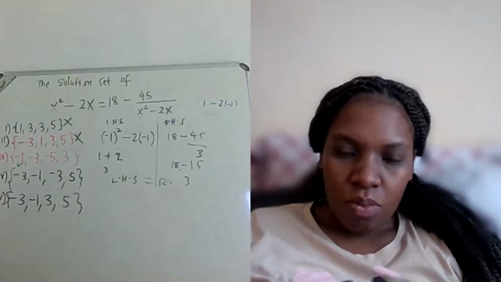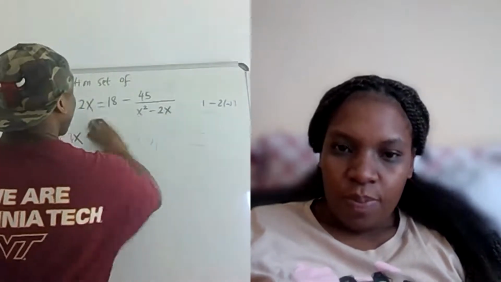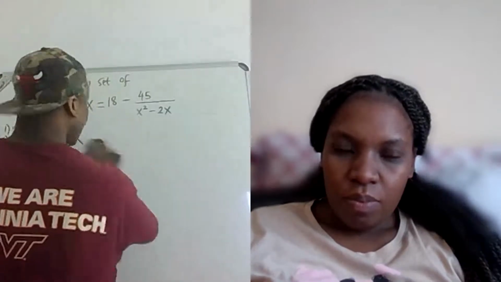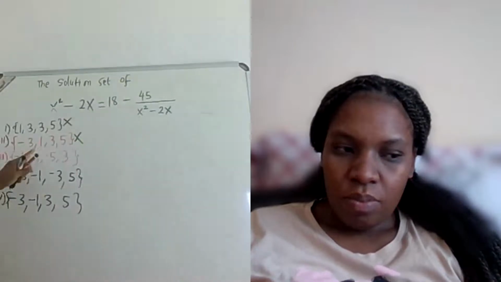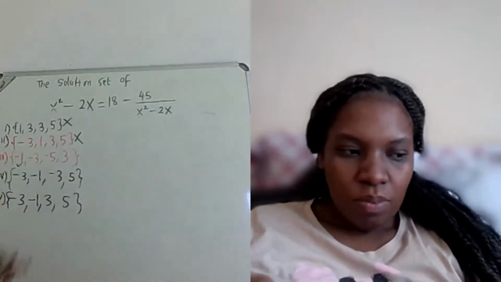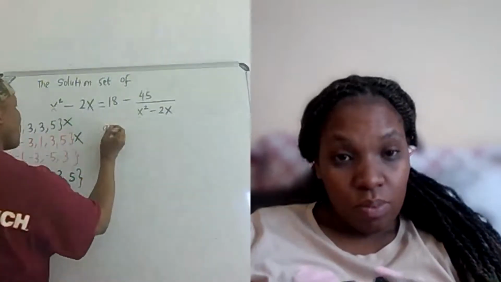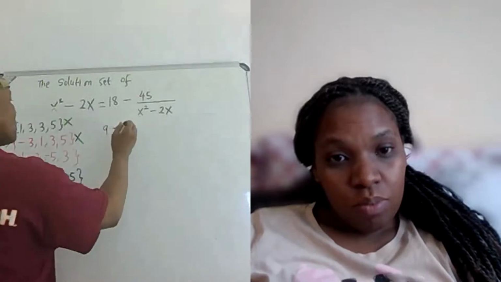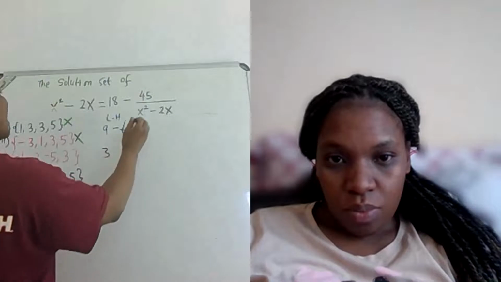Now we go for -3. Right? -3. So -3 is going to be (-3) square equal to +9, minus -3 times -2 equals +6. That's the left hand side, and this is going to give us +3. Now right hand side.